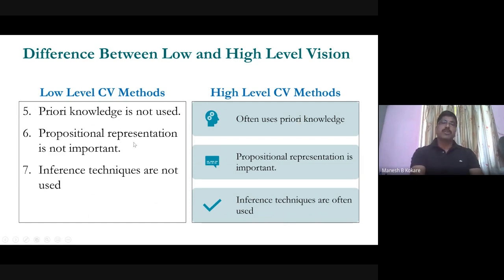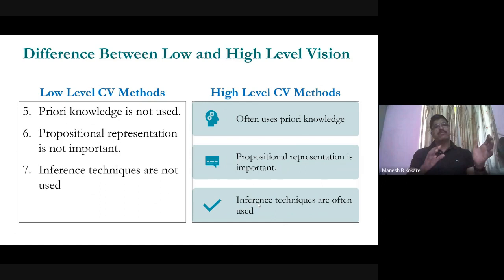Similarly, proportional representation is not important in low level, whereas it is important in high-level computer vision. And inference techniques, like those used in fuzzy logic, are not used in low-level computer vision, whereas they are widely used in high-level computer vision. So this is the one-to-one difference between low-level and high-level computer vision.